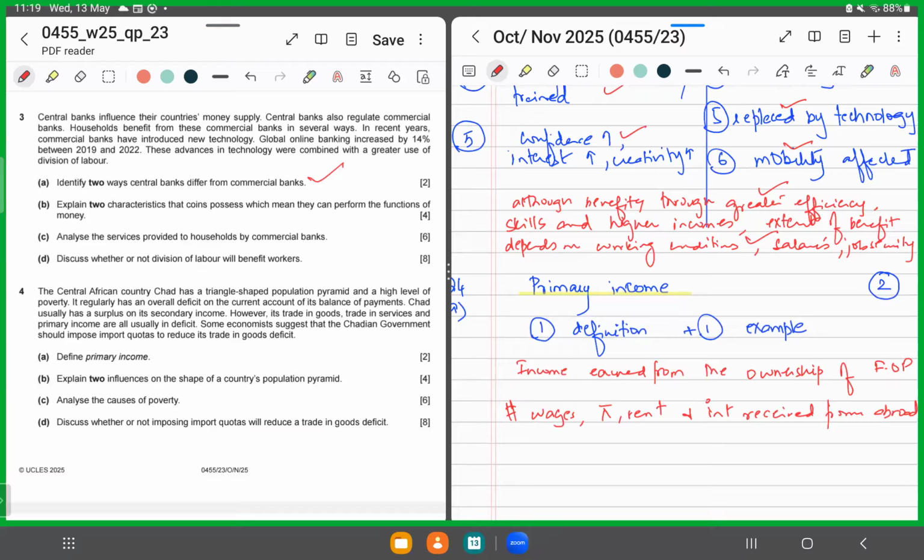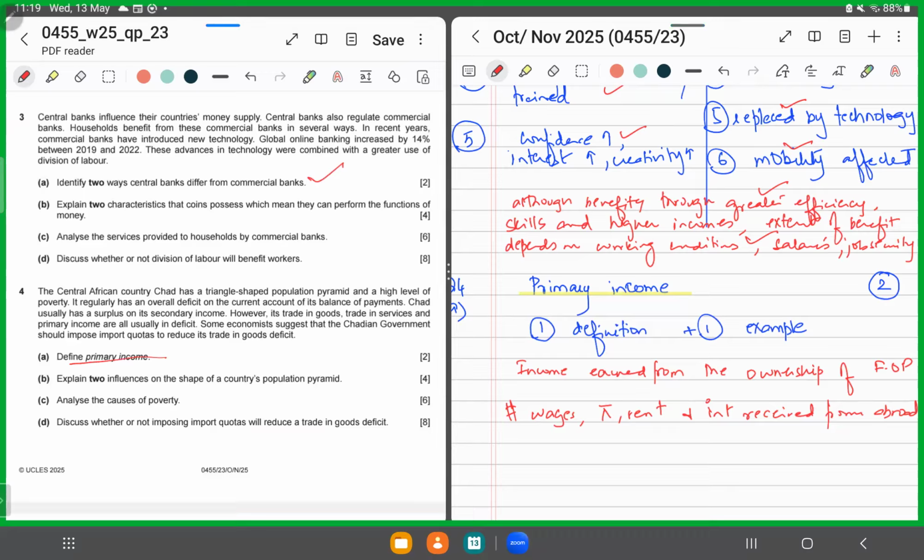It has a surplus on its secondary income. However, its trade in goods, trade in services, and primary income are usually in deficit. Some economists suggest that the government should impose quotas to reduce the trade in goods deficit. Define primary income. Now, what is this stimulus about?